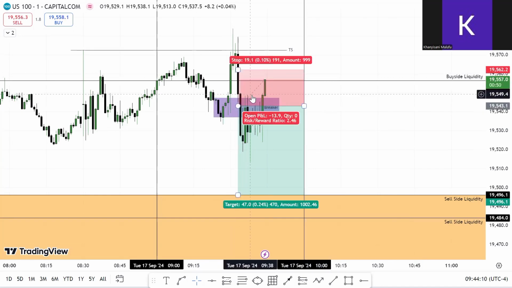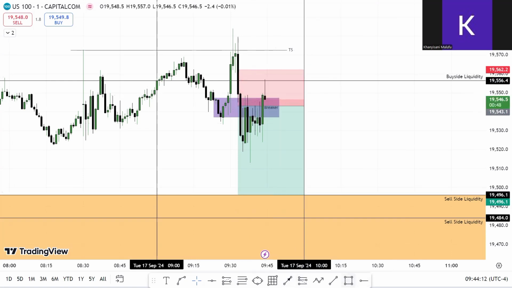This is our last line of defense here, that bearish fair value gap. Just like the last line of defense.